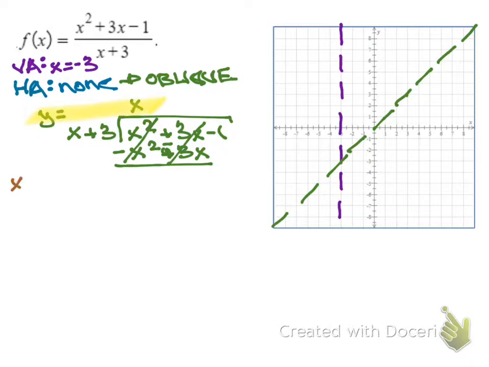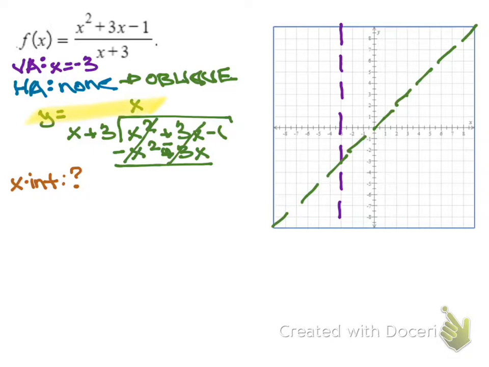Next, x-intercepts. X-intercepts are zeros of the numerator. Now, if we look at that, we can see that that's not factorable. So we probably have some x-intercepts, but since they're not easy to find, I'm probably going to want to try some different numbers. So we'll look at that in a second.